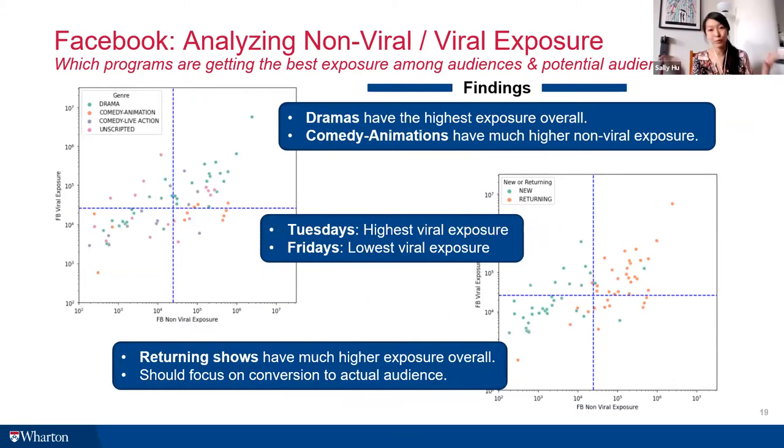So just a brief highlight, there are a lot more findings than just what's on the slides, but the key takeaways here were we found that dramas had the highest exposure overall, and comedy animations had much higher non-viral exposure. Tuesdays also had very high viral exposure. We're not entirely sure why, and that might be something for us to look into further. Fridays also had the lowest viral exposure. As expected, returning shows have much higher exposure overall. You know, it's returning, you already heard about it. And overall, our recommendation here was maybe we should focus on converting those with high exposure to actual audiences.